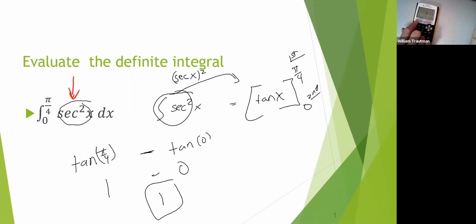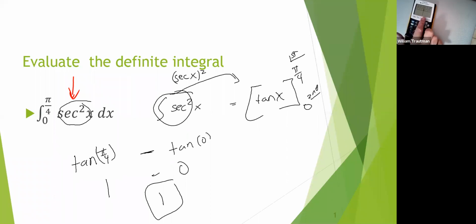So let me show you how I typed it in, just like I said I was doing. Secant is 1 over cosine. So I did the parentheses, 1 divided by cosine x. Close that parentheses and close the whole parentheses. So I have 1 over cosine, and then I squared it. And then when I graphed it, this was the graph, and I'm going from 0 to pi over 4.